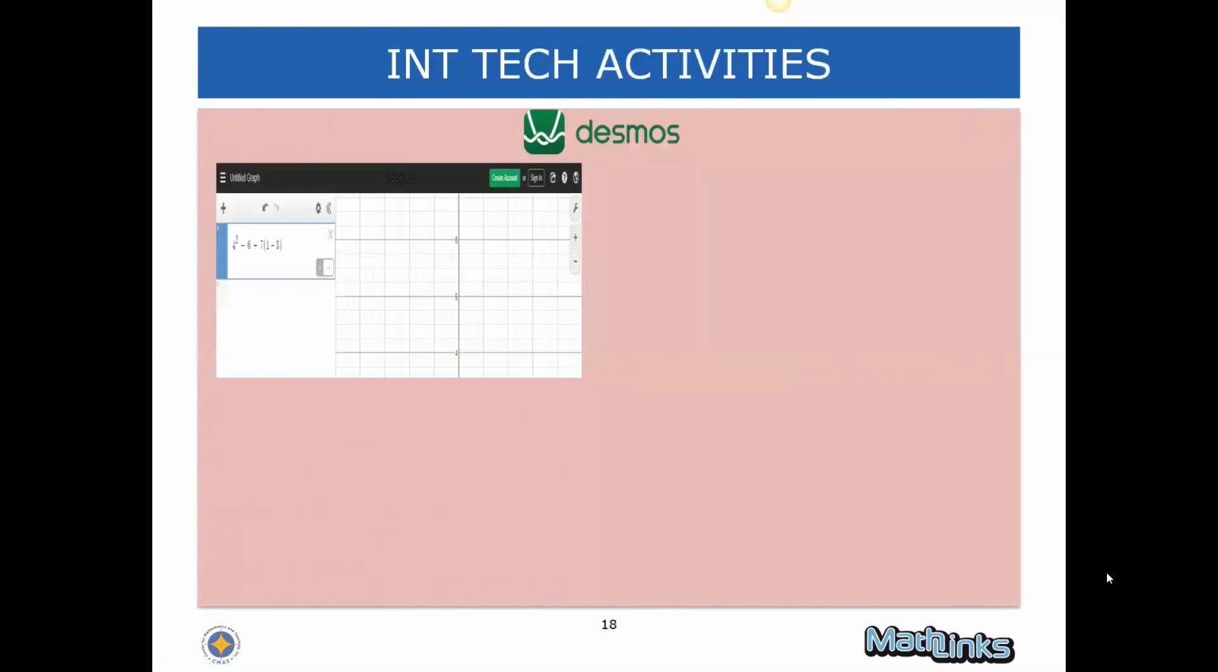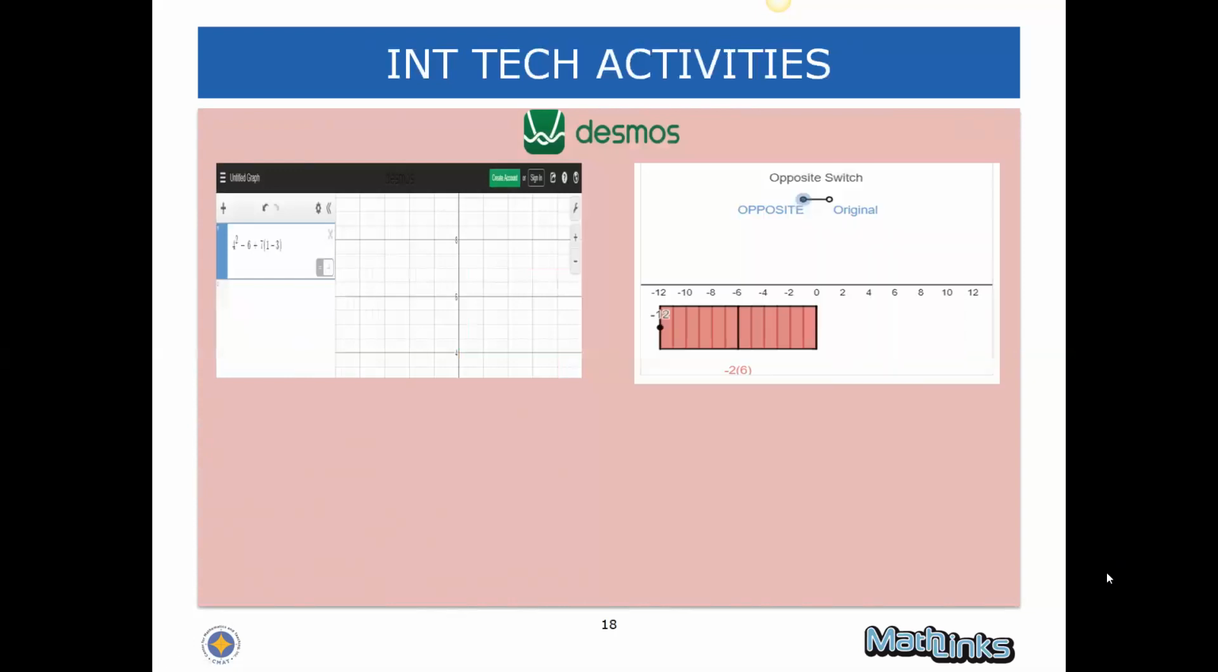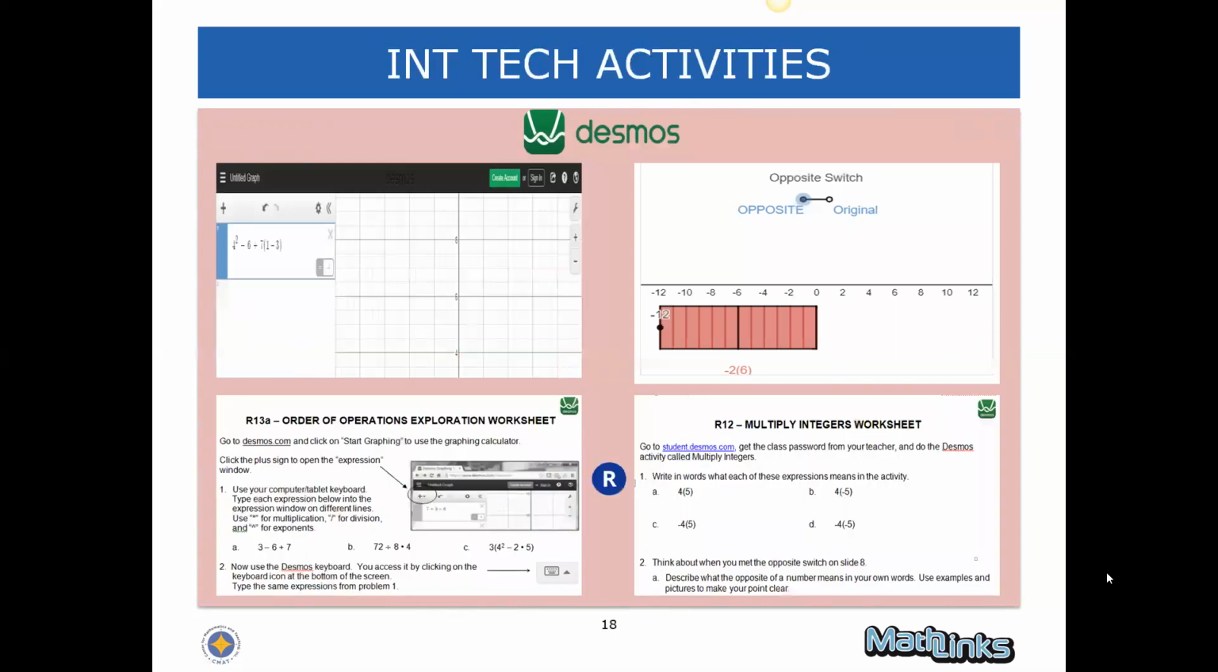There are some great open source tech activities to accompany the integers module. Here we show an order of operations activity that uses the Desmos calculator and an integer multiplication activity that uses a Desmos app. Both include reproducible worksheets to enhance students' experiences.